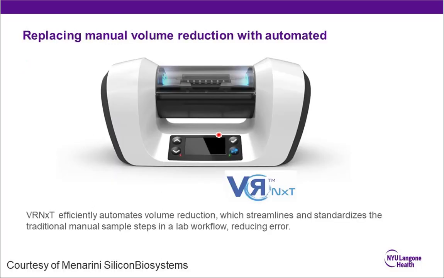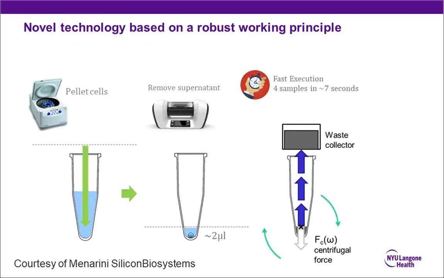So about last year, we learned that Menarini Silicon Biosystem will be launching this new tool, which is just called VRNxT, and that allows you to efficiently automate volume reduction, streamline and standardize your traditional manual steps in the workflow, and significantly reduce the error. We participated in a beta testing of the machine to see how it actually performs in clinical practice.